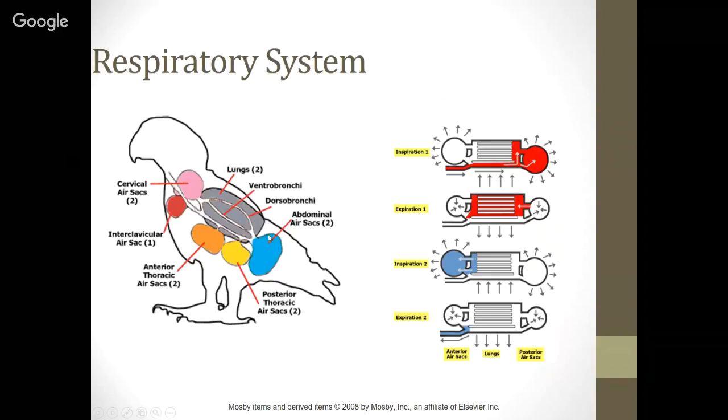Now they'll breathe out, and as they breathe out, they will breathe air into their lungs. When they breathe in again, this first air will move back to the back, and it will push air into the lungs and into the cranial air sacs, which would be 2 cervical air sacs, 1 interclavicular air sac, and 2 anterior thoracic air sacs. And then the second expiration will push that breath of air out. Okay, so they're constantly doing this. So if you follow 1 breath of air, you will follow it through 2 cycles of inspiration and expiration.